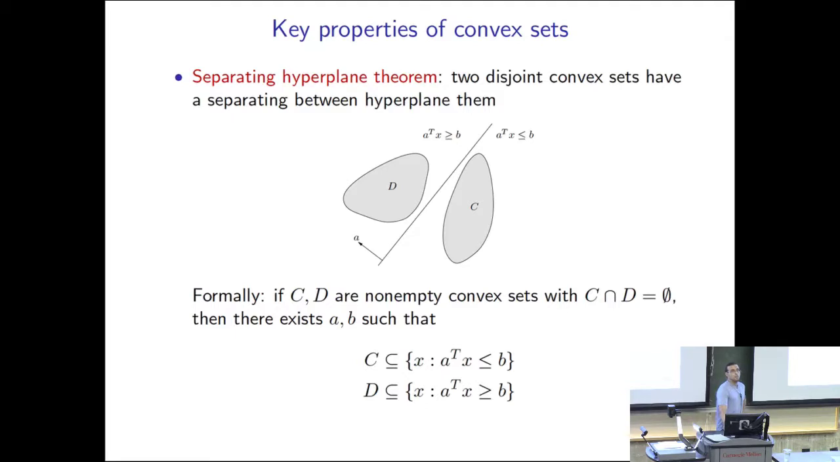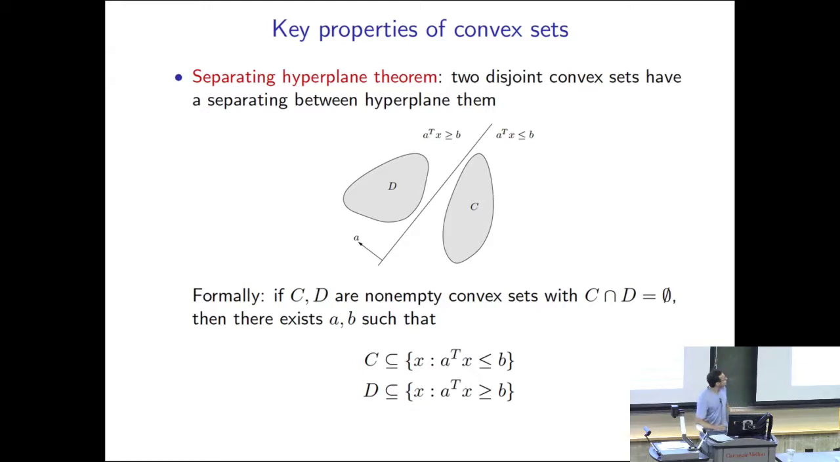I would say the key property of convex sets is what we call the separating hyperplane theorem. And it is as follows. If you give me any two disjoint convex sets, so two convex sets that don't have an intersection, then there is a hyperplane that separates them, which means that there is an A and a B, such that if I look at the set of all x for which A transpose x is bigger than or equal to B, that contains one of my sets. And if I look at the set of all x such that A transpose x is less than or equal to B, that contains my other set.